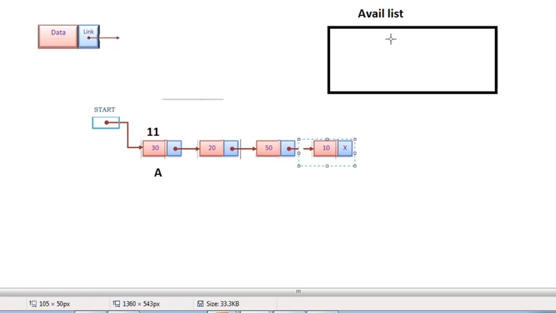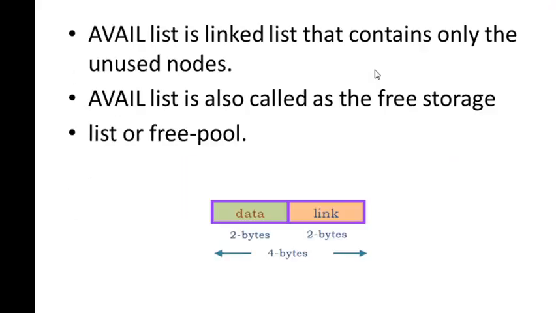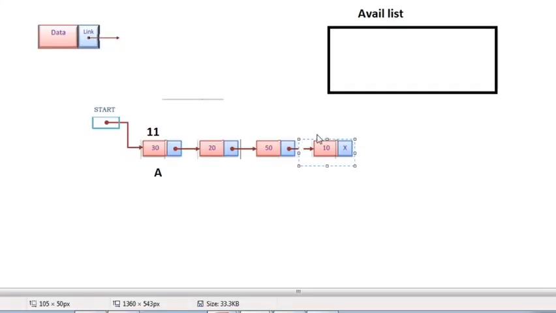The operating system of the computer maintains a special list called the avail list. So the operating system maintains a linked list called the avail list that contains only the unused nodes. The avail list is also called free storage or free pool. Whenever you want to insert a node, we take it from the avail list. The deleted data is also moved into the avail list. If we want to insert a node into the linked list, we take it from the avail list.